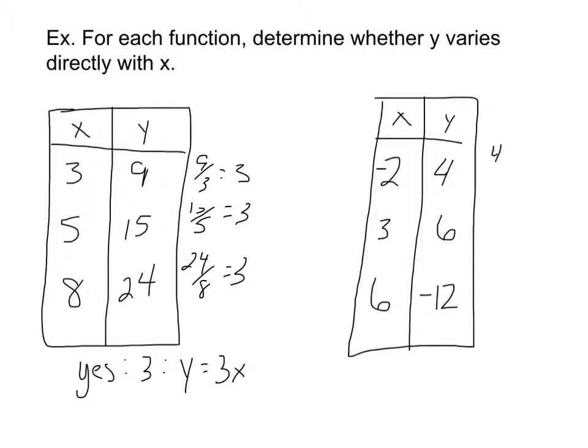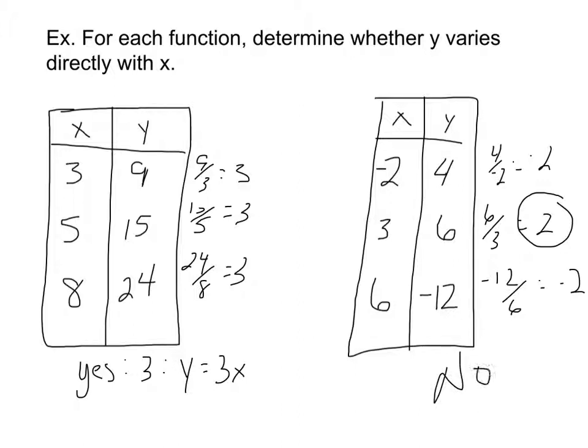4 over negative 2 equals negative 2. 6 over 3 equals 2, and negative 12 over 6 equals negative 2. Okay, this one's negative 2, 2, and negative 2. Since there's one off, that just one off will tell you it's an automatic no.